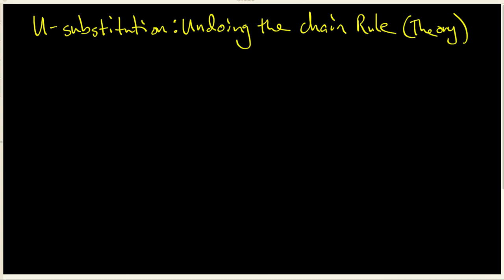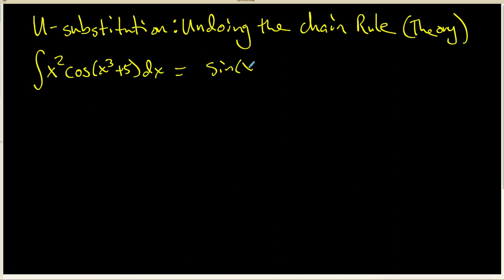In the previous video, we had an example where we were asked to find the antiderivative of x squared times the cosine of x cubed plus 5. By doing a u-substitution, we saw that this went back to the sine of x cubed plus 5 divided by 3 plus a constant. The technique that we used was called u-substitution.